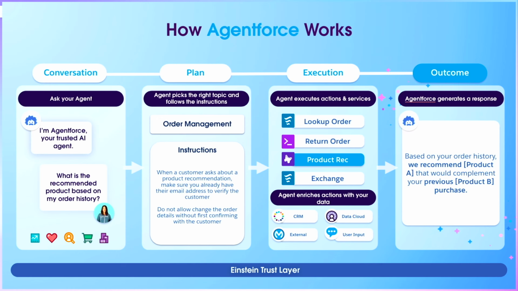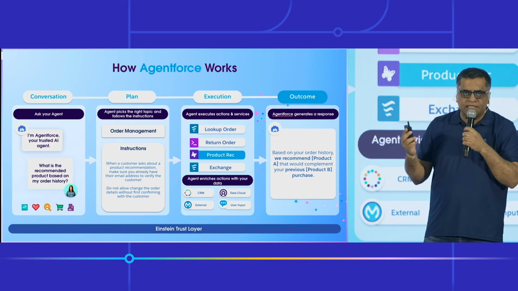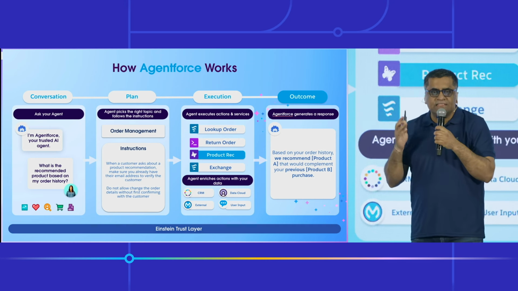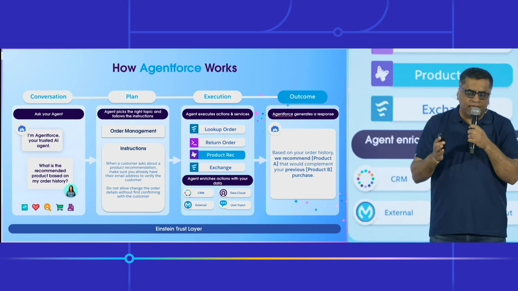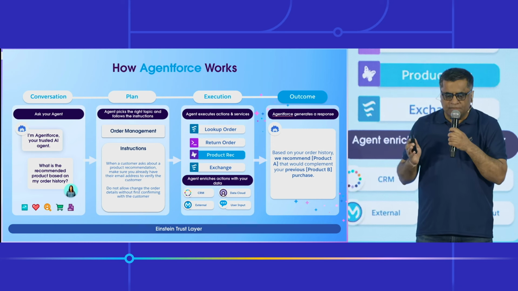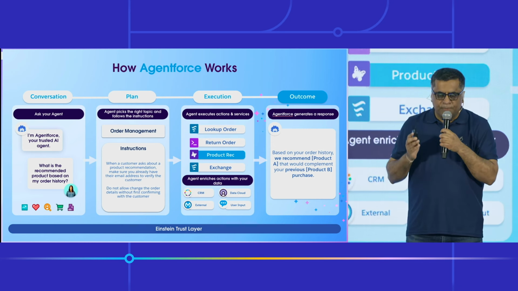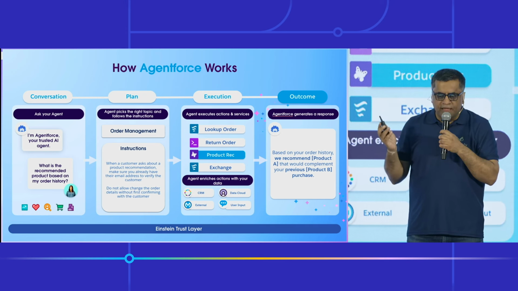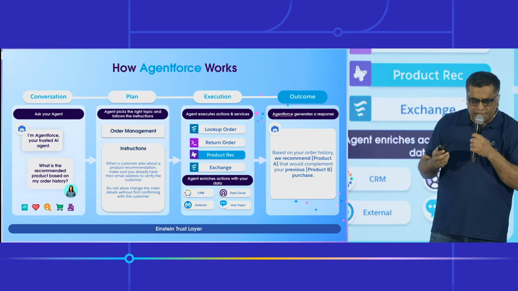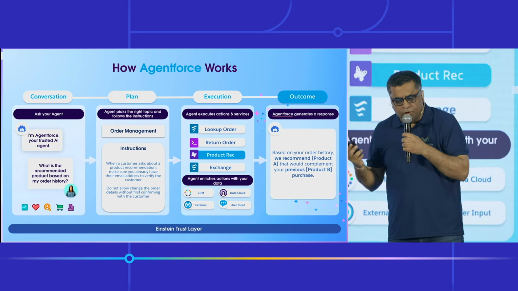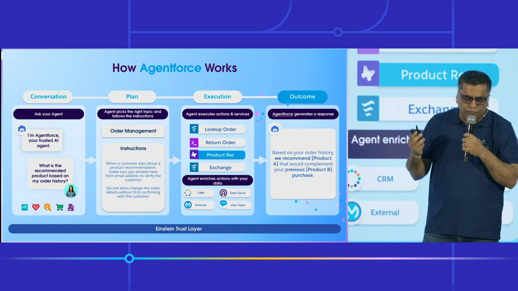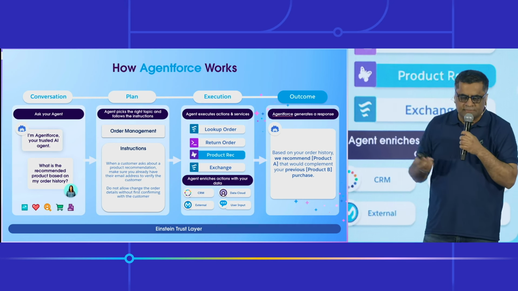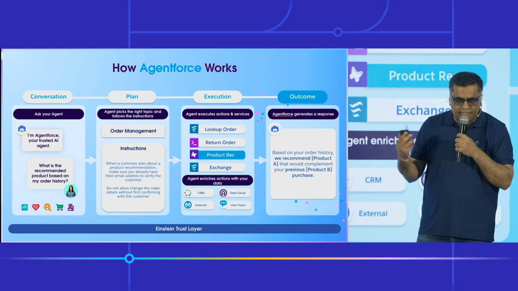So it goes into the plan phase. It picks up the right topic and follows the instruction, and this is where the quality of the instruction comes in. It classifies this is the topic associated with it: order management. What are the instructions associated? When a customer asks about a product recommendation, make sure you already have their email address. Obviously, if I don't know who the customer is without their email, which is the unique identifier, I cannot tell them their order history. Do not allow changing the order details without first confirming with the customer. That's something the agent is trained to do.